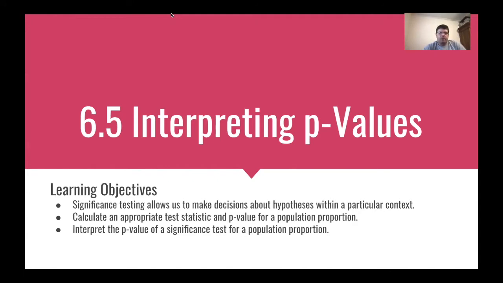So we're going to be talking about how we do what's called significance testing. It allows us to make a decision about a hypothesis, those null and alternate. Once we set those up, then we're going to do some kind of experiment or gather some kind of data, and then use what's called a p-value to make the decision. We're going to calculate that p-value and use that to help us make an interpretation.